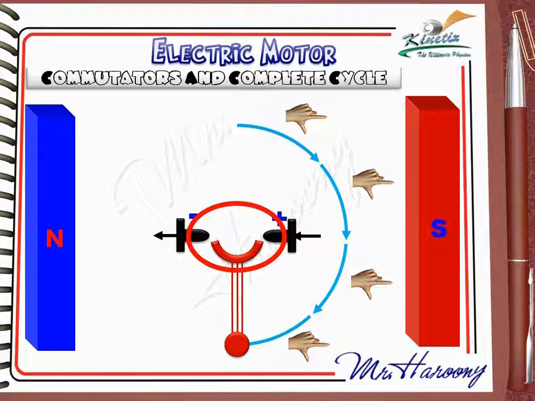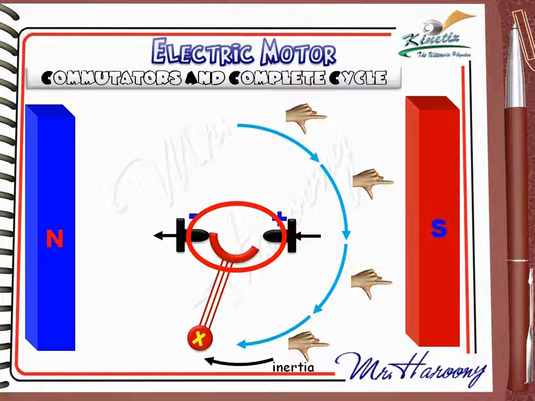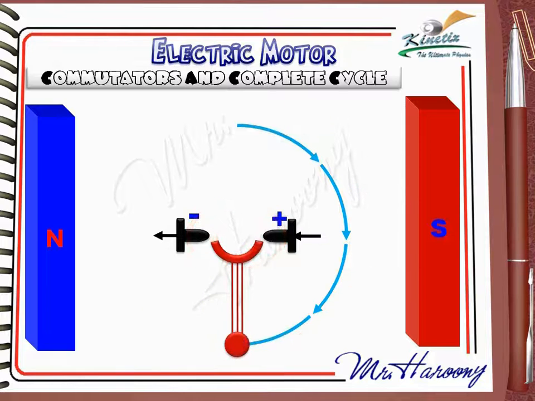Even though there is no current and no force now on the side wire, it still has a push by inertia to get again into the magnetic field, and the commutator touches the other carbon brush. Now comes the problem. If both magnetic field and current remain unchanged, the side wire will be pushed down according to Fleming's left-hand rule. And this is exactly what you do not want to see, because the side will stay at the bottom of the cycle and will not complete the cycle.